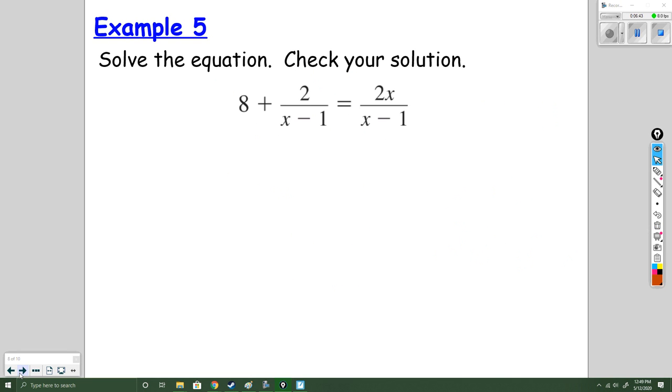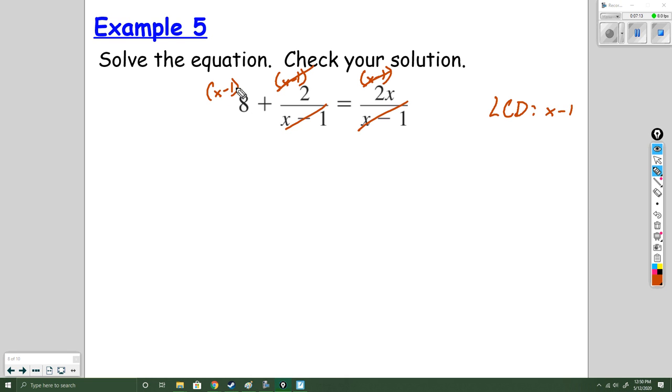All right, moving along here. Now notice this first term in this equation doesn't have a denominator. That makes the LCD pretty easy because these two are the same, so that means the LCD is just x minus 1. So when it's more than one term in the factor, I put it in parentheses. That way we remember that what it takes to cancel out an x minus 1 is another x minus 1.